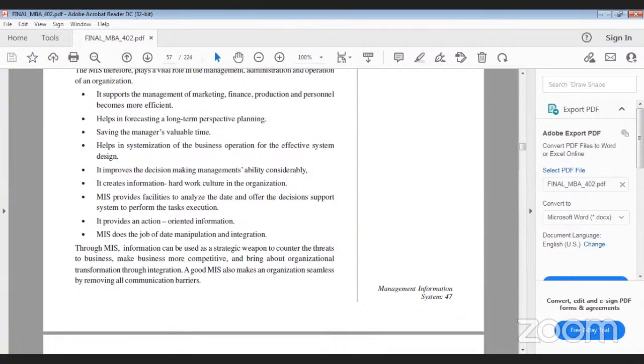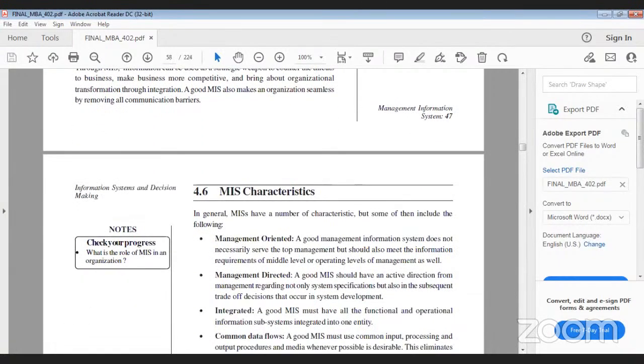Next point, MIS characteristics. First characteristic here: management oriented. A good management information system does not necessarily serve only the top management, but should also meet the information requirements of the middle level and operating levels of management as well. Second, management directed. A good MIS should have active direction from management regarding not only system specifications but also the subsequent phases of decisions that occur in the system development.